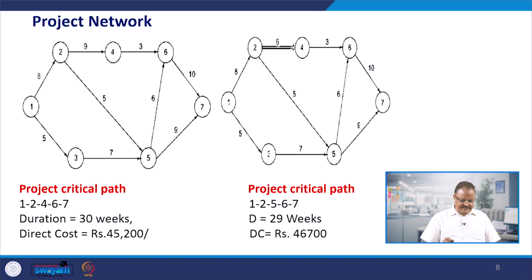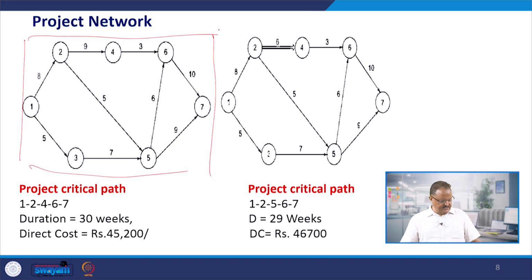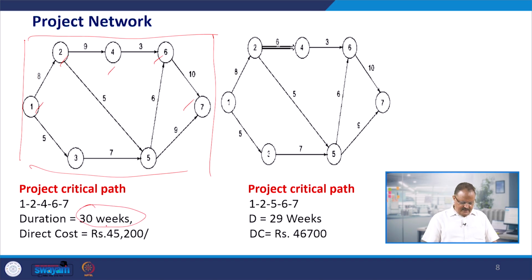The project critical path: this is the first structure, the beginning of developing the structures. In this, the critical path is 1, 2, 4, 6 and 7, and the duration of the path is 30 weeks, and the direct cost involved is 45,200 rupees. You can easily find out from the information given in the illustration that the time period involved is 30 weeks.